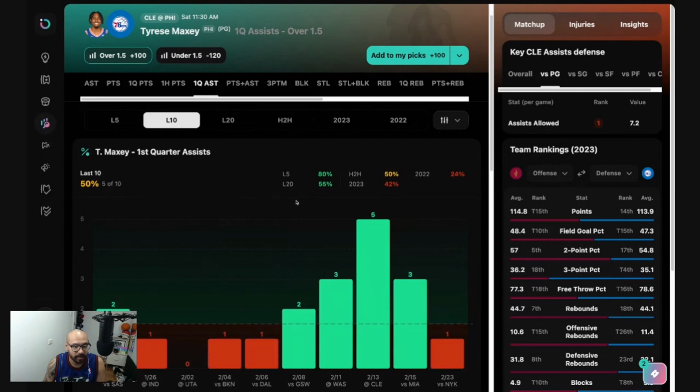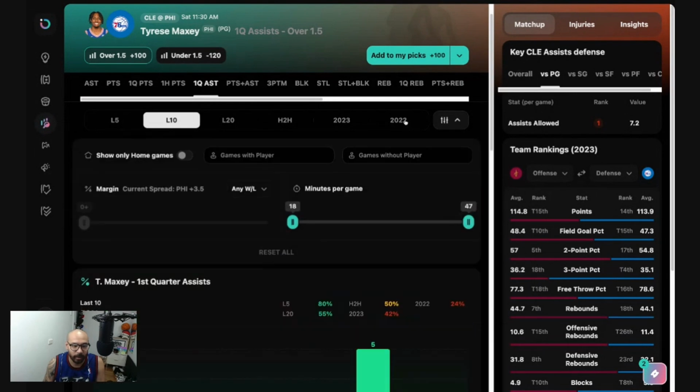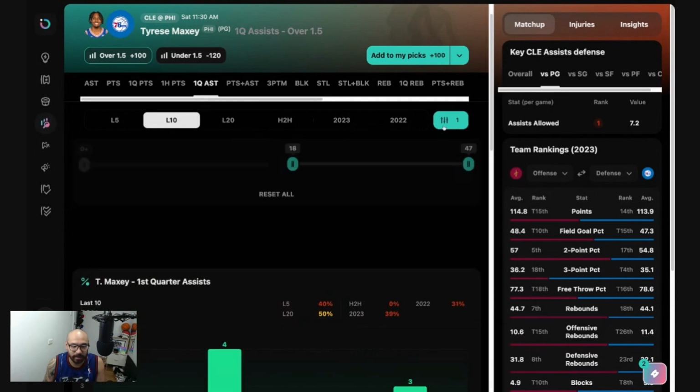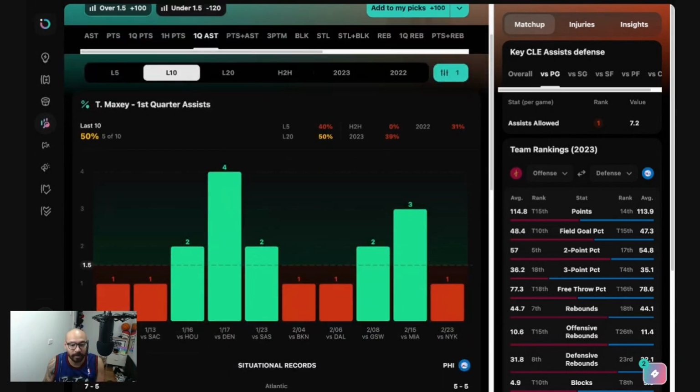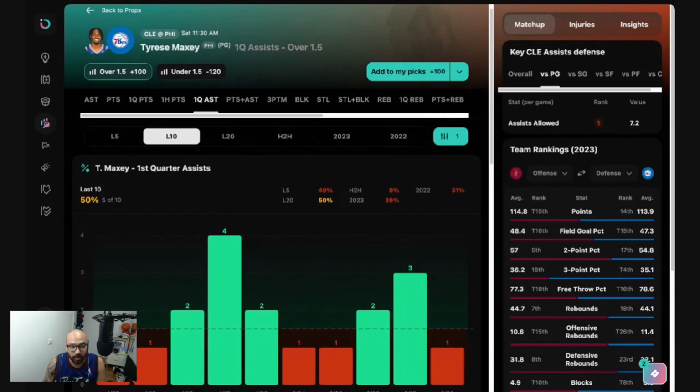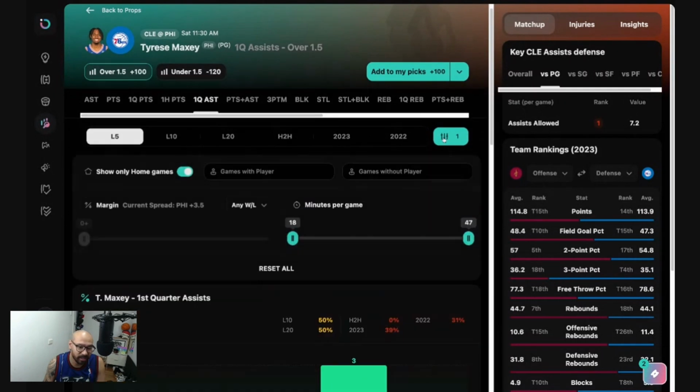Looking at it, so last 5, he's hit it 4 out of his last 5, but he's only hit it in 5 out of his last 10. So that's quite interesting. This is a home game for Philly, so let's check his last 10 home games. And in his last 10 home games, he's hit this 5 times. So the only reason you probably would take this for Tyrese Maxey is that over his last 5 games in general, he's hit this 4 times.